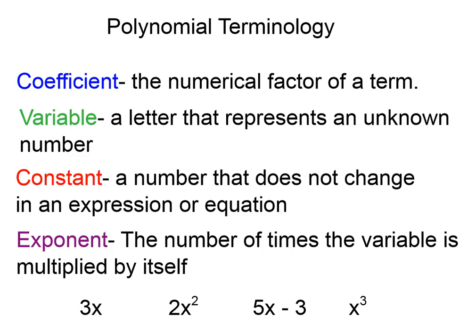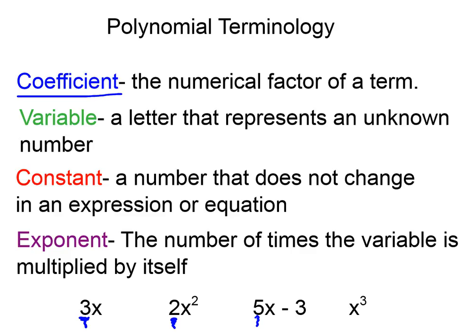The last thing we want to look at is identifying the parts within a polynomial. And we have four terms, no pun intended, that we want to look at here. The first one is the coefficient. The coefficient is the numerical factor of a term. That's the fancy way of saying the number that comes in front of a variable. So in this monomial of 3x, the coefficient, sometimes called the numerical coefficient, is 3. In the 2x squared, the numerical coefficient is 2. And so on and so forth. In front of the 5x, that 5 is a numerical coefficient.